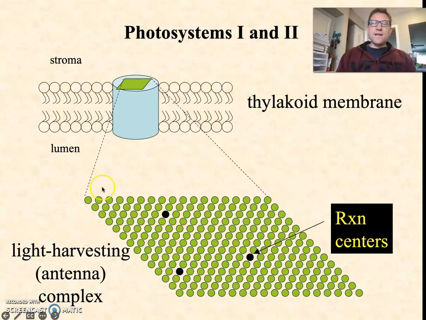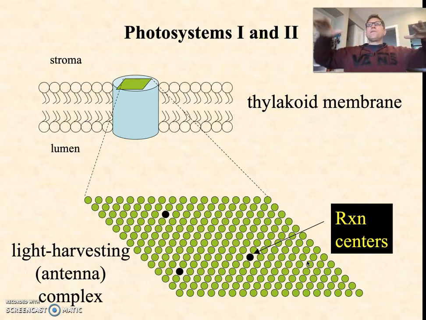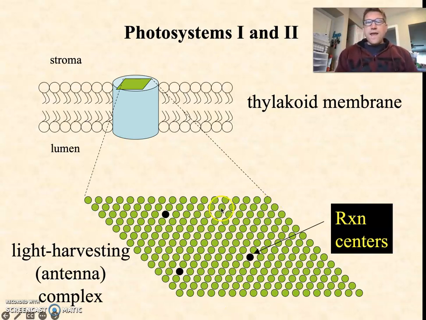So think of the antenna complex as a way of broadly spreading out, like I'm looking at my neighbor's roof over here, and they've got solar panels. You want as much surface area as you can for the sunlight to hit, and then you can capture as much of that energy. That's what these antenna complexes are doing. But it's not that every single one of these pigments can do something with the energy. They have to pass the energy along to these reaction center pigments. Once that energy hits the reaction center, that's when the magic happens. Let's take a look at that.